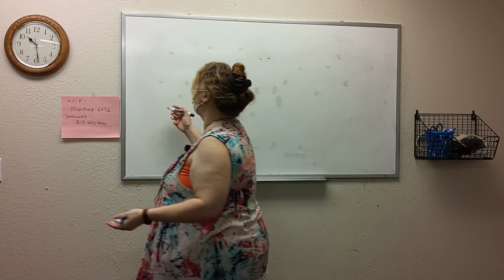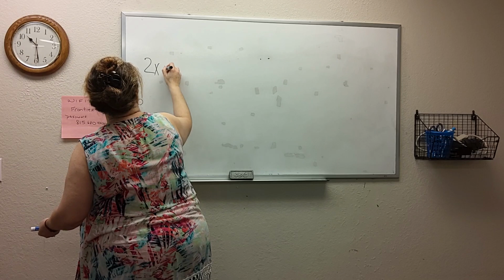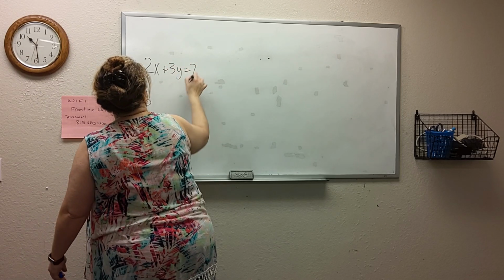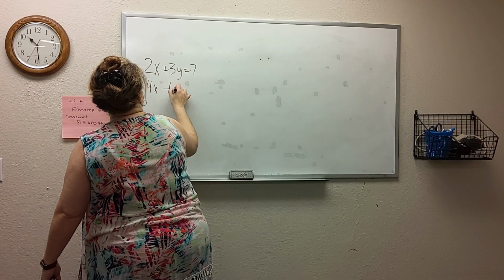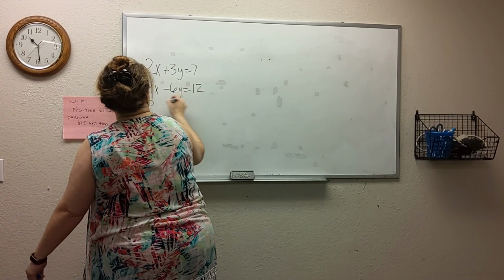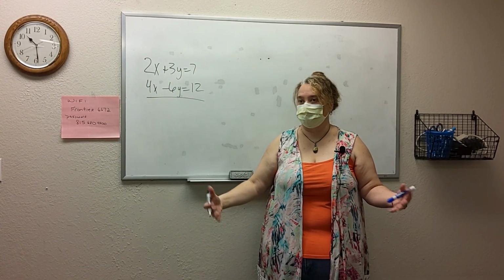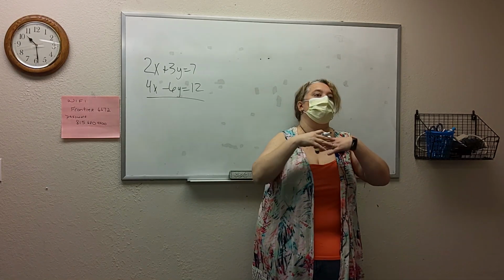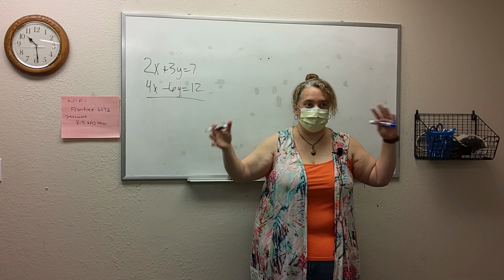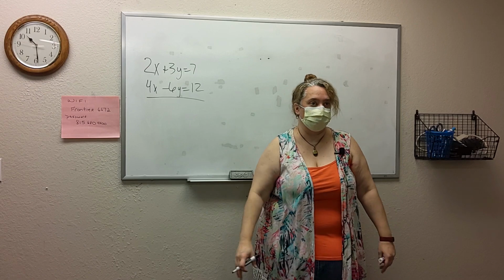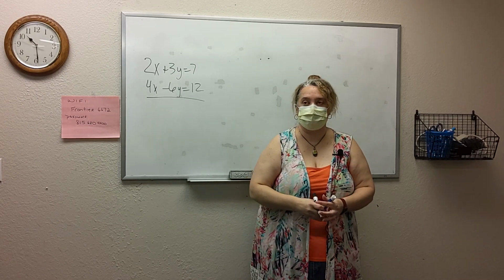In school, you guys learned how to solve equations that look like 2x plus 3y equals 7, and then like 4x minus 6y equals 12 or something like that. And you had to solve for x and y, either using substitution or elimination. Okay. At some point during your math education, you ran into that. And it's kind of a long, tedious process.